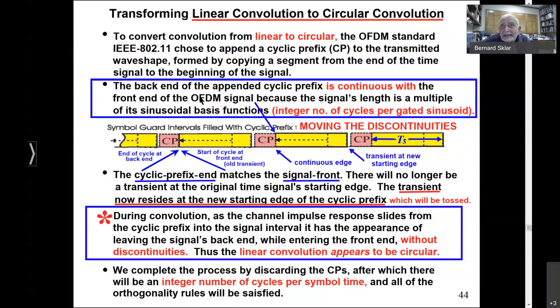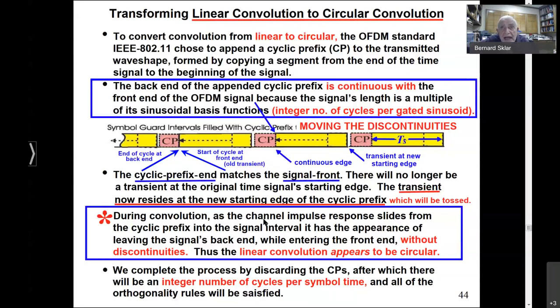Even if we're getting close to the end, I've got to give you this one slide. Notice that the back end of the appended cyclic prefix is continuous with the front end of the OFDM symbol, because there's an integer number of cycles per gated sinusoid. So do you see that this back end right here is continuous with this front end? Once I take this back end and move it up to the front end, this is a continuous edge right here. The end of the cycle at the back end is here. The start of the cycle with the front end is here. That's the old transmit. Now I have a continuous edge. This is the transient of the new front edge.